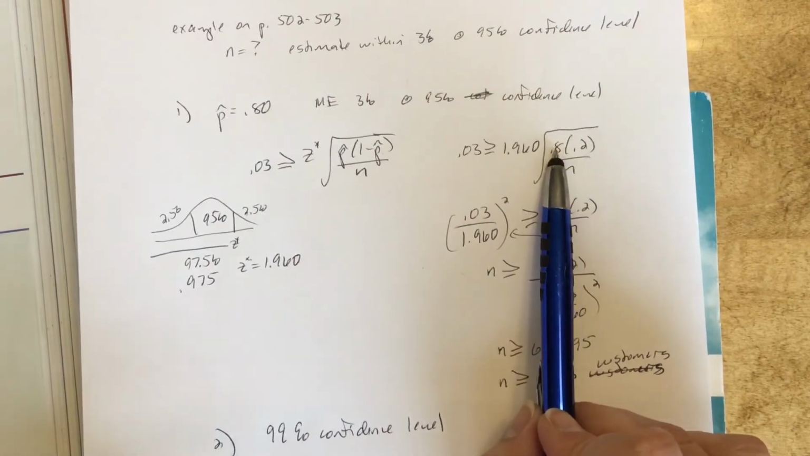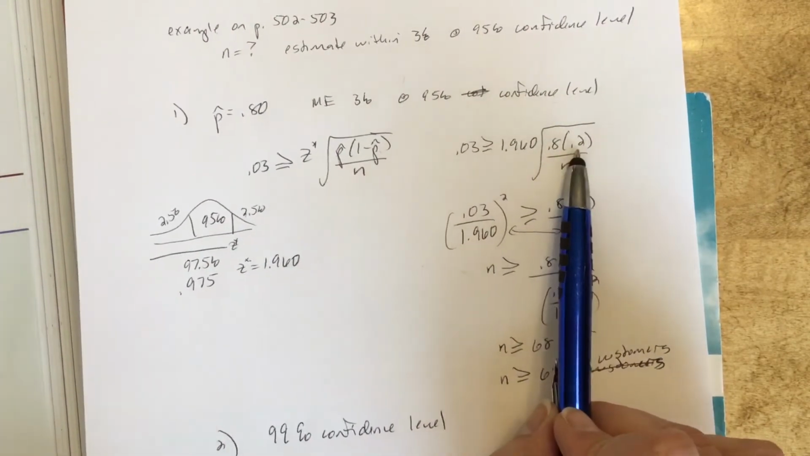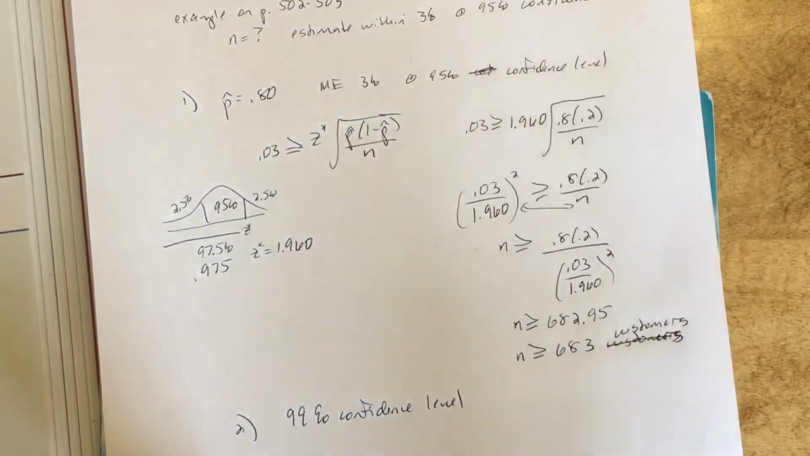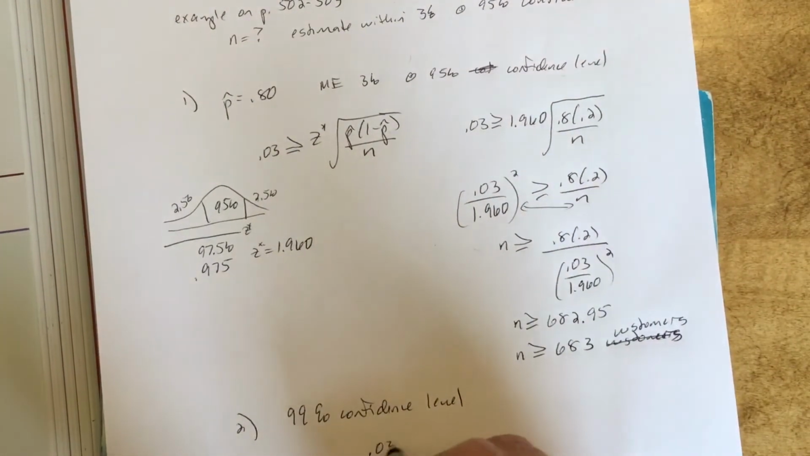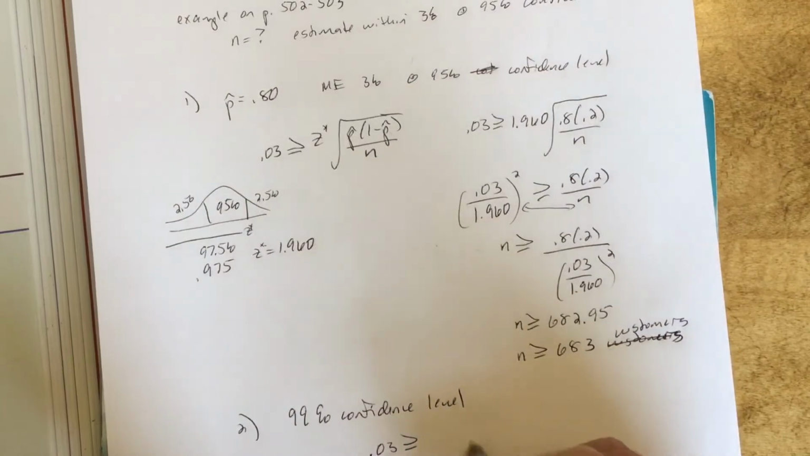My sample proportion p-hat is still going to stay the same, and that's still going to say 1 minus p. So I can just set this up and change the critical z. I'll leave some space for it because we'll figure it out.